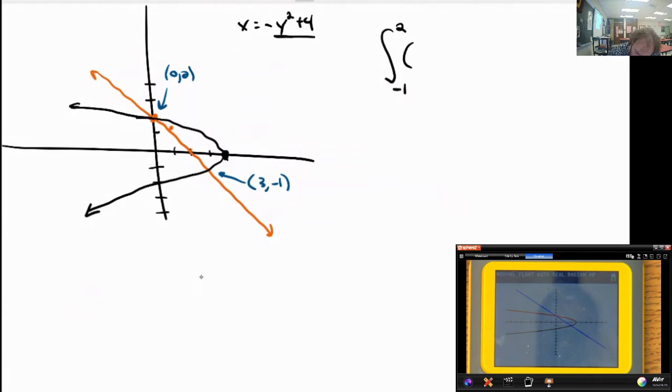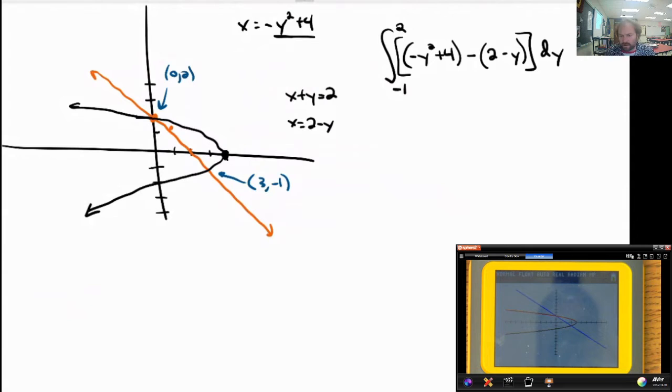So that is negative y squared plus 4 minus our line function, which was x plus y equals 2. We're going to need the x equals version for this formula. So x is equal to 2 minus y, which I think is important there. So 2 minus y. And this is all times dy in this case.